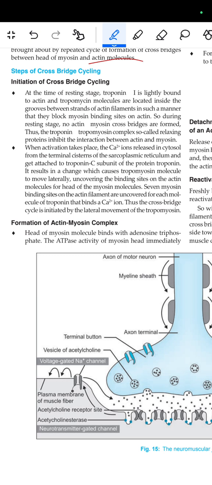When the activation takes place, calcium ions are released in the cytosol from the terminal system of the sarcoplasmic reticulum and they get attached to the troponin C subunit of the protein troponin. It results in a change which causes the tropomyosin molecule to move laterally, uncovering the binding site on the actin molecule for the head of the myosin molecule. Seven myosin binding sites on the actin filament are uncovered for each molecule of troponin that binds the calcium ion. Thus the cross bridge cycle is initiated by the lateral movement of the tropomyosin.